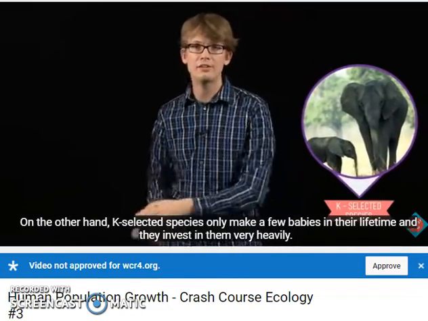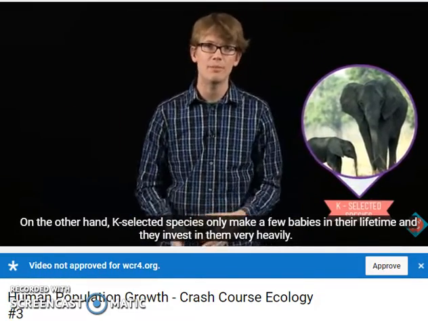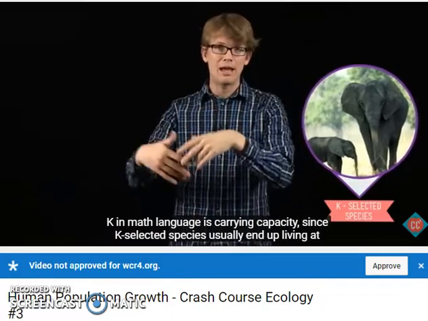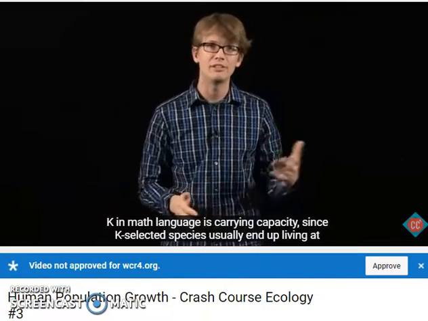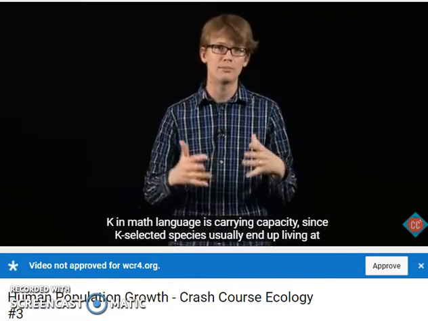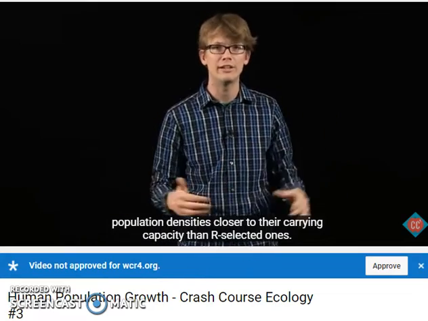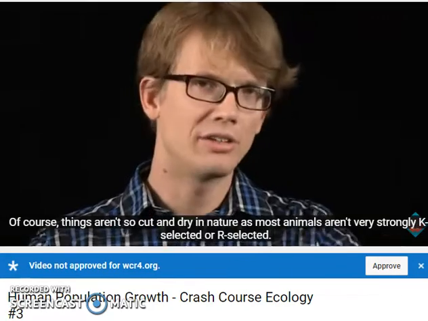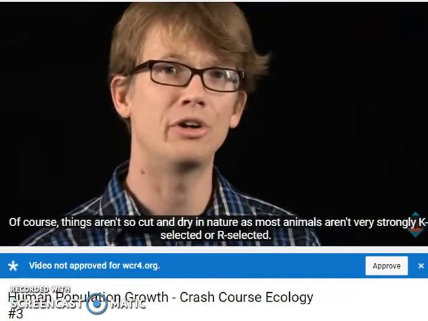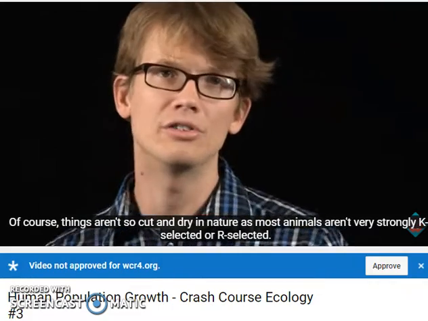On the other hand, K-selected species only make a few babies in their lifetime, and they invest in them very heavily. K in math language is carrying capacity, since K-selected species usually end up living at population densities closer to their carrying capacity than R-selected ones. Of course, things aren't so cut and dry in nature, as most animals aren't very strongly K-selected or R-selected.